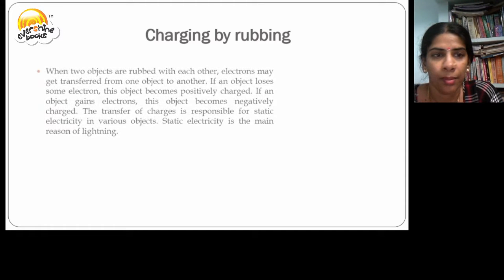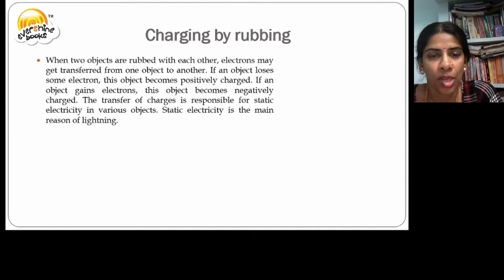Charging by rubbing. When two objects are rubbed with each other, electrons may get transferred from one object to the other. If an object loses some electrons, it becomes positively charged. The object which gains the electrons becomes negatively charged. The transfer of charges is possible for static electricity in various objects. Static electricity is the main reason for lightning.